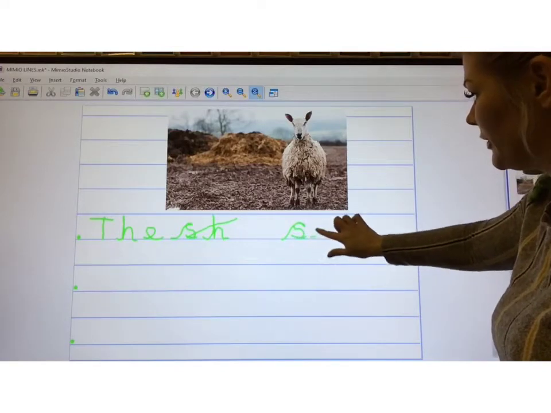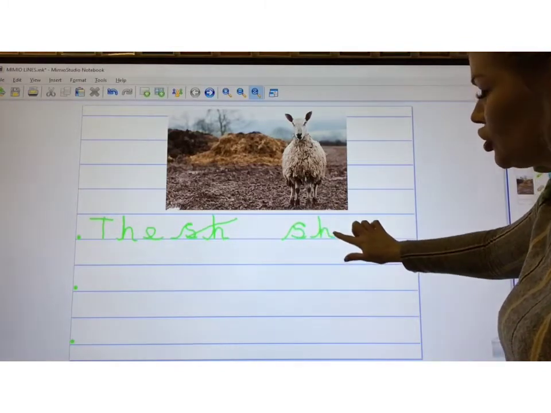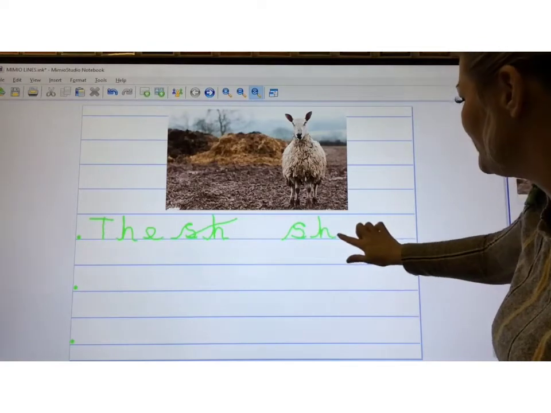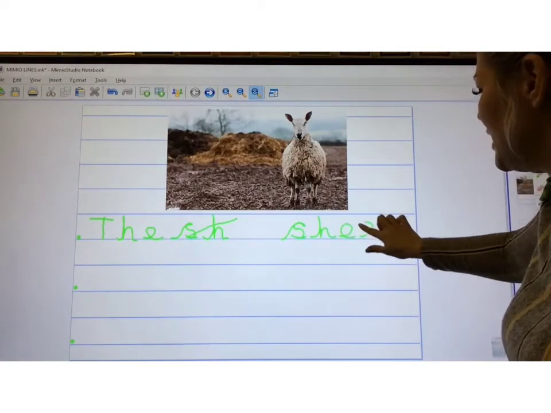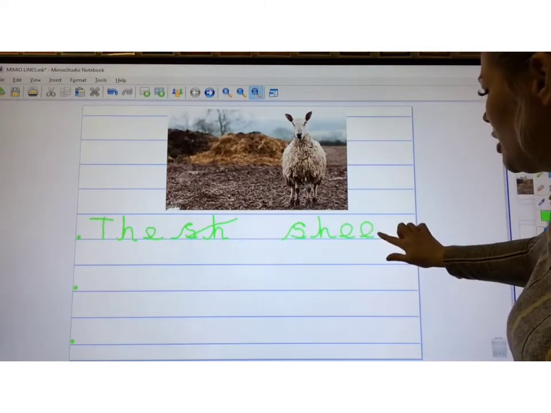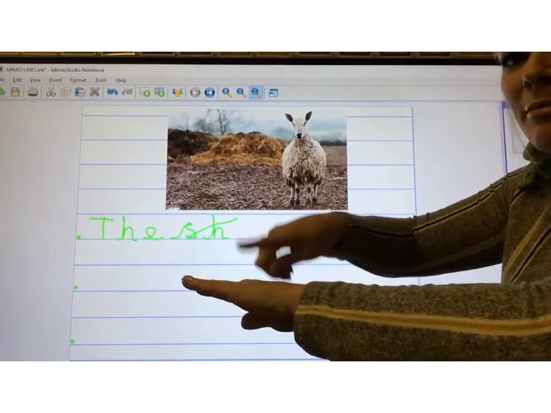Shh. Shh. E. E, what can you see? Sheep.